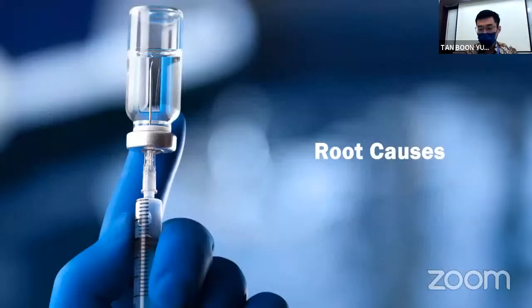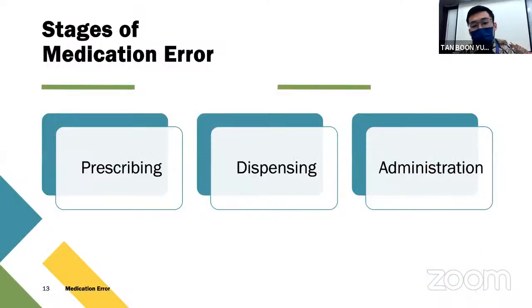So we'll go into the root causes. It can be simplified into 3 stages for medication error: prescribing, dispensing, and administration. Okay, so prescribing, by the name we all know. It's about ordering medication. In our hospital we use a system, but some other hospitals use manual prescription, which means the doctor has to write. So illegible writing that cannot be read causes error. Those are all prescribing errors.